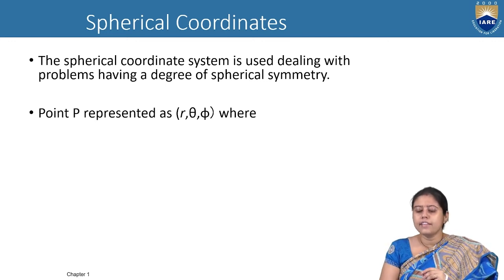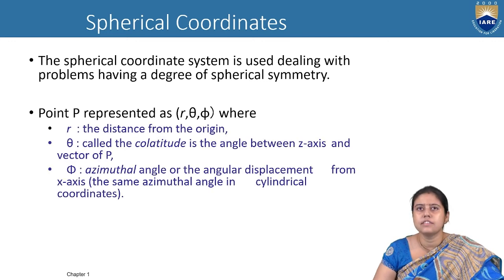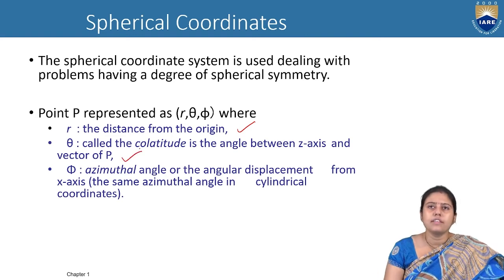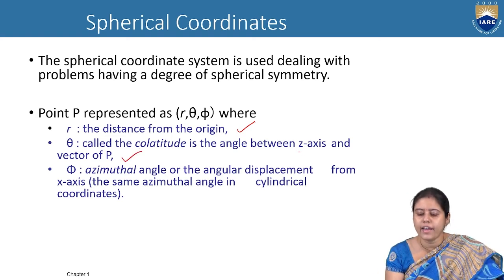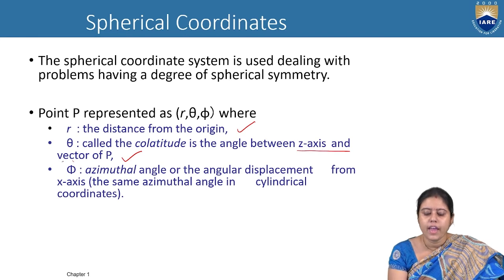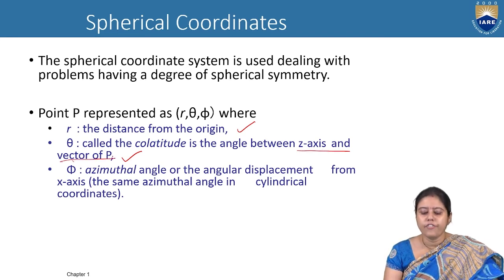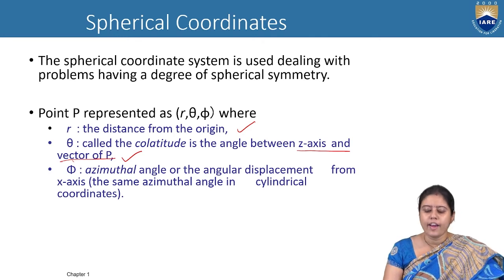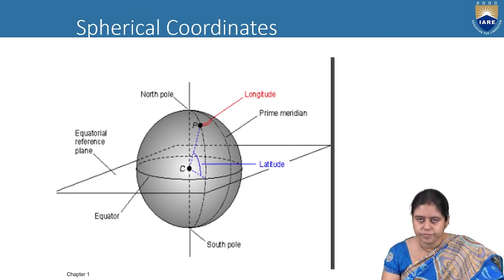So we can write the points using the three systems. R is the distance from the origin. Theta is known as the co-latitude, the angle between the z-axis and the vector. And phi, as we have already told, is the azimuthal angle or angular displacement.